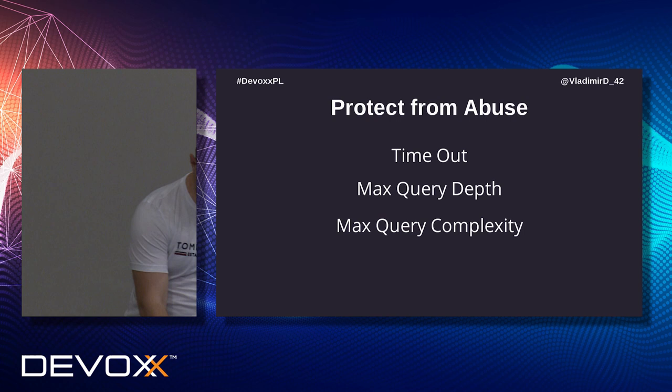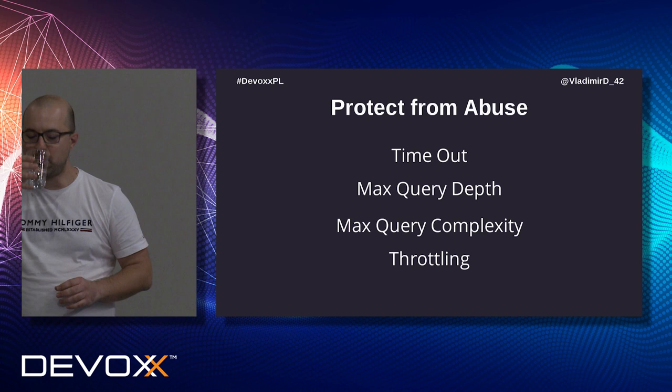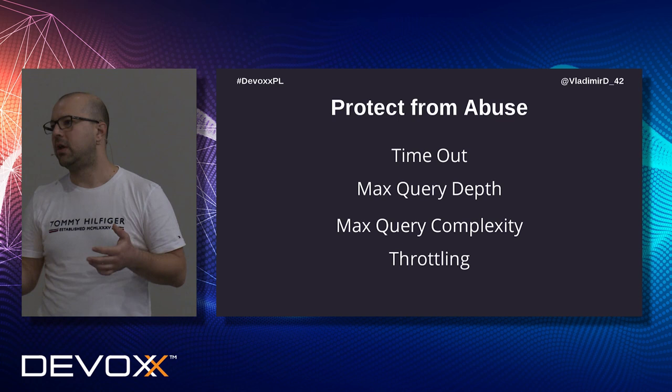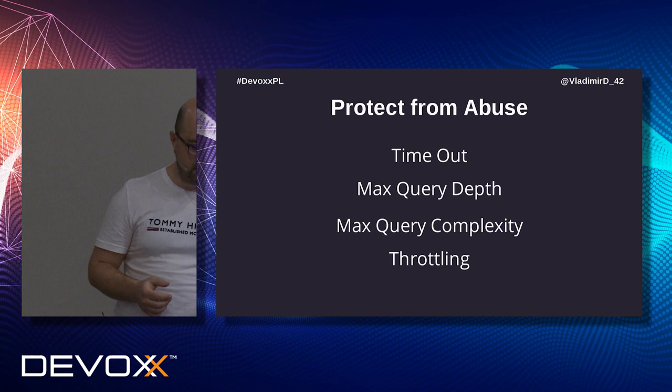The best possible approach is to do throttling. For every request, we give a certain amount of CPU and a certain amount of memory every regular amount of time. So if somebody sends a ridiculous query request, it's going to take forever to be done. But implementing this is the most complex and difficult one, and as far as I know, it doesn't come out of the box with any implementation.